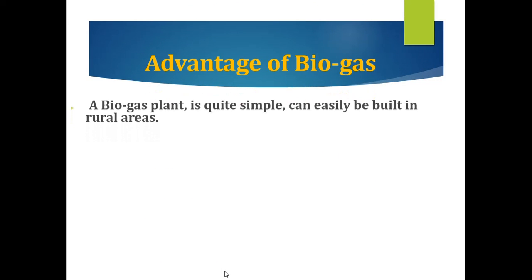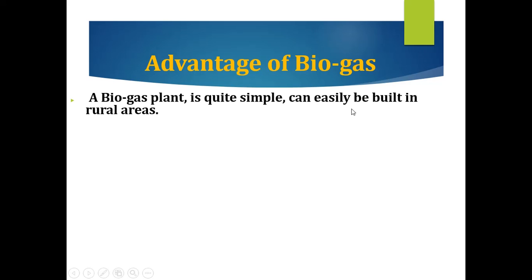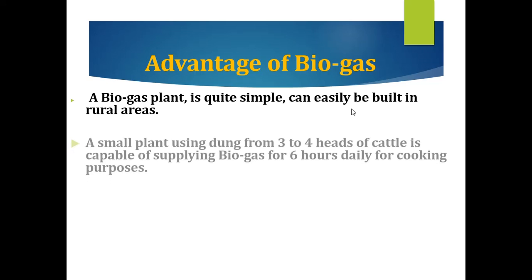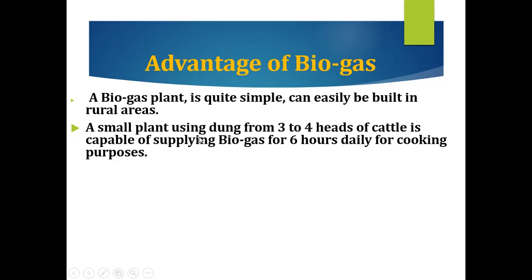Advantages of biogas. A biogas plant can be easily built in rural areas. That is one advantage. Then a small plant can be constructed. If you have 3 to 4 heads of cattle, you can construct one small biogas plant, which can supply biogas for 6 hours daily for cooking purposes. By taking the cow dung slurry, we can convert it into biogas, and this biogas can be used for 6 hours daily for cooking.